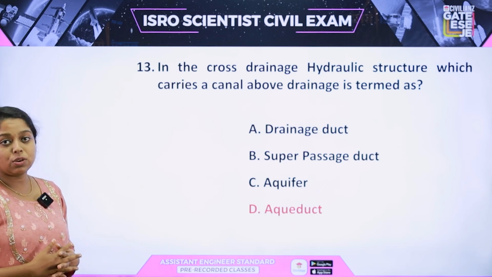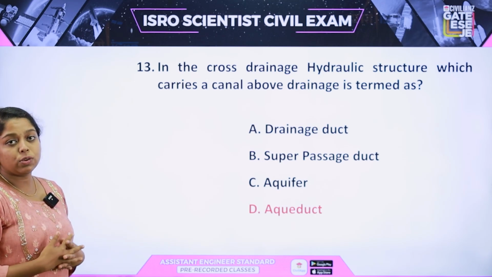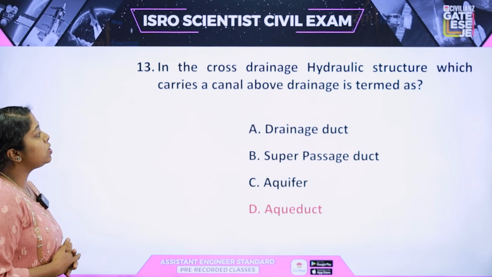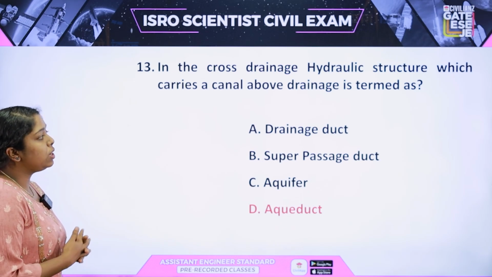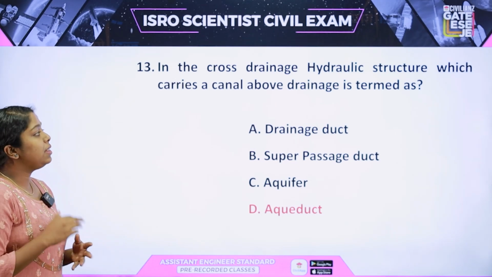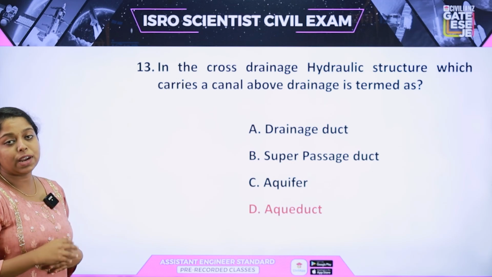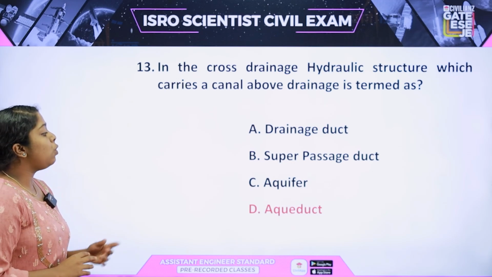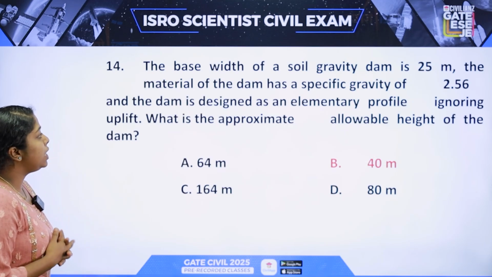Moving on to the 13th question. 13th question is also from irrigation. It is based on the cross drainage structure. In the cross drainage, hydraulic structure which carries a canal above the drainage is termed as. We know that when the canal is above the drainage, the structure is known as siphon aqueduct or aqueduct. So, option D is the right answer. Moving on to the next question.